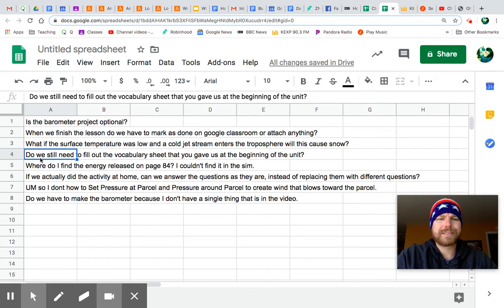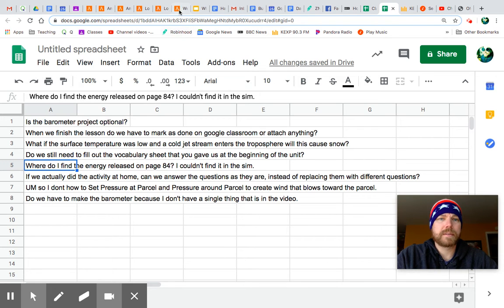Number four, do we still need to fill out the vocabulary sheet? No, you don't have to do that. Obviously, there's no way that I'm going to be able to collect that. Would it be helpful for you to? Yeah, sure, why not? It'd be a great study tool. Those are some of the key words that we're using in this unit, so I don't see any reason why you shouldn't do it.